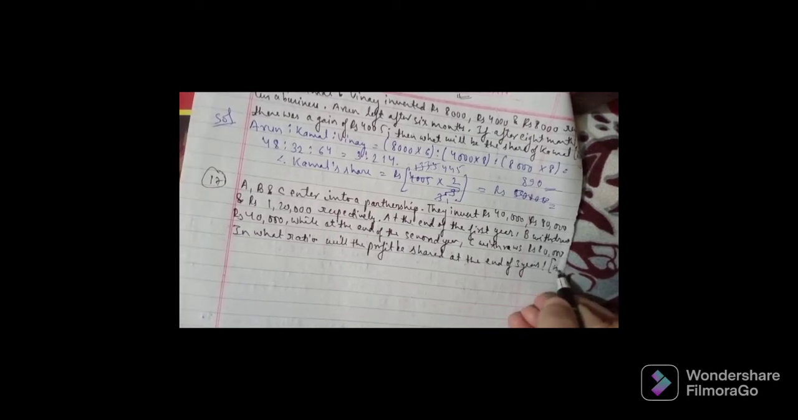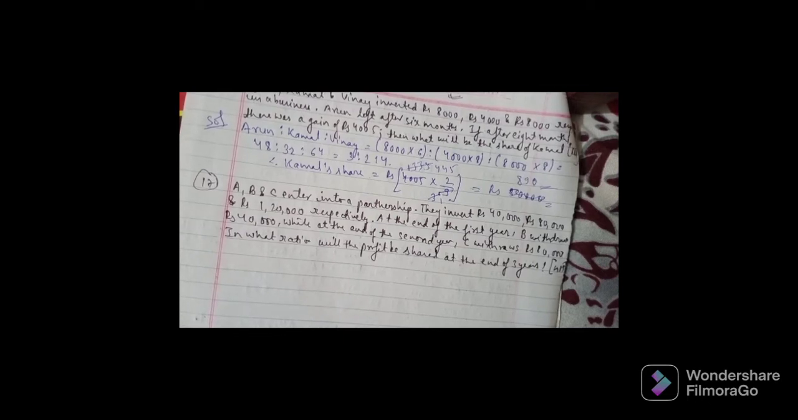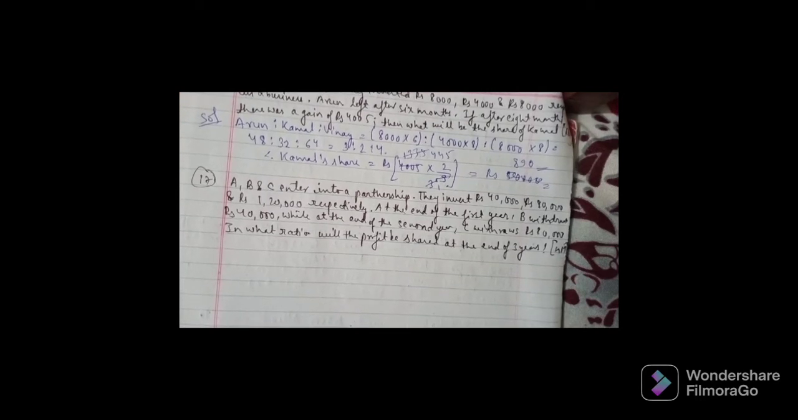This has been asked in the hotel management question paper, and the options are 2:3:5, 3:4:7, 4:5:9, and none of these. This is important for hotel management as well as for competition, so you have to be focused. We will find the solution, but before solving it, you have to be focused on what the question is demanding and what it says.